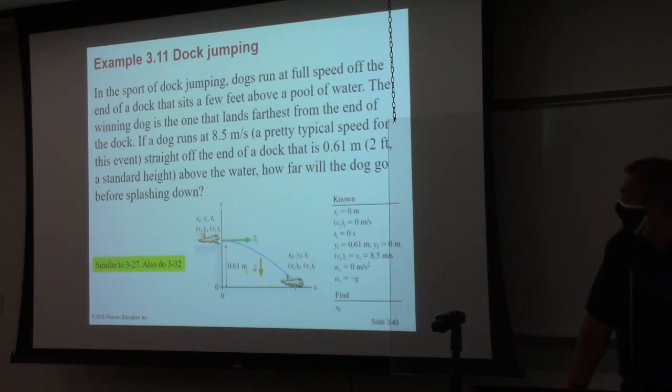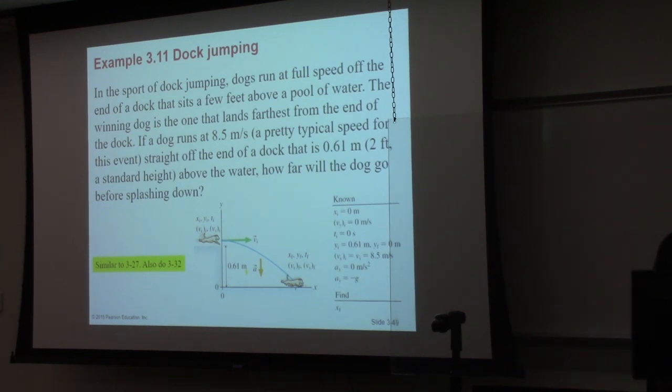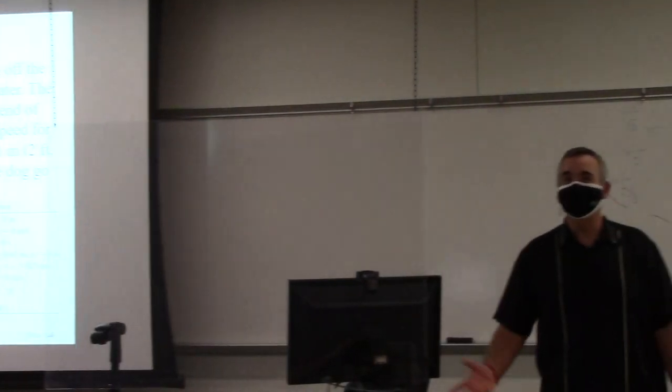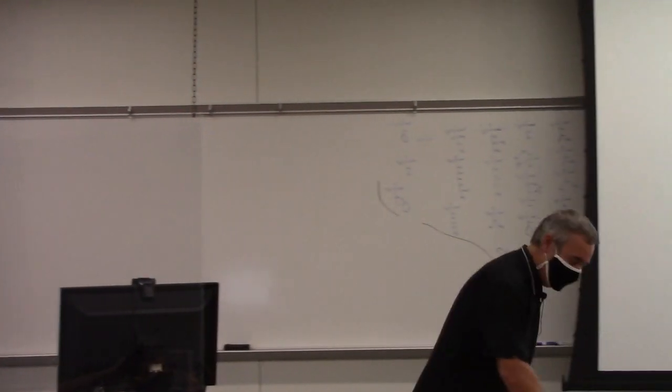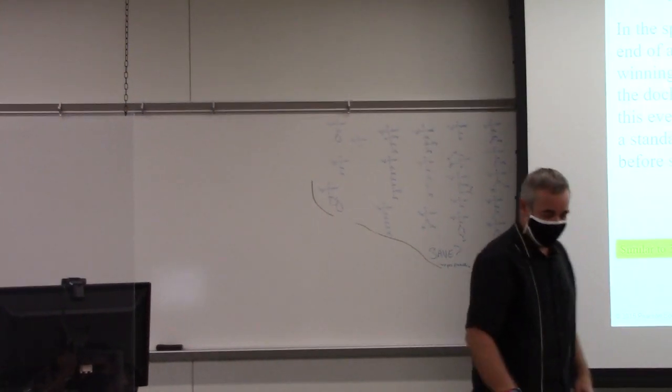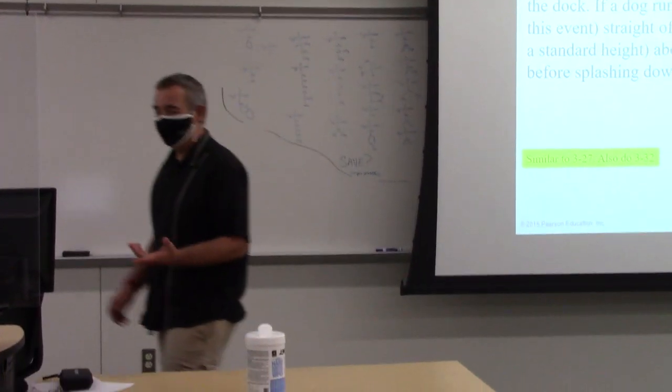So in the sport of dock jumping, dogs run at full speed. Maybe you've seen videos of this actually. They run at full speed off the end of a dock that sits a few feet above a pool of water. The winning dog is the one that lands the farthest from the end of the dock. Have you seen this before? I think on ESPN, if it's a slow day, they'll show this happening. Dogs run, jump, and whichever dog gets the farthest is the dog that wins.